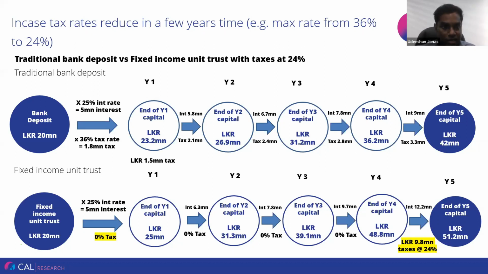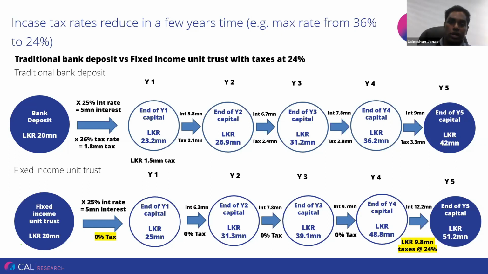Assume a 25% interest rate, which means that you will make 20 million into 25%, 5 million rupee interest per annum. And out of that, if you are taking the 5 million out in cash every year, you will pay 1.8 million in taxes. That is 5 million into 36%. So at the end of year 1, that 20 million will become 23.2 million. Why? Because the 5 million interest gets added to it, and the 1.8 million gets deducted as taxes. So you will end up with a capital of 23.2 million.